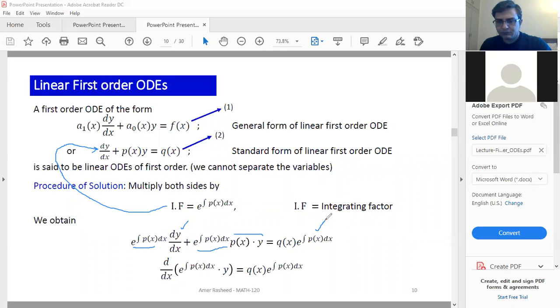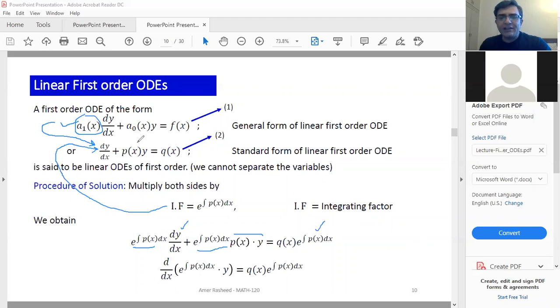There's a question in the chat window: what if there are more functions with p of x on the left hand side of the equation? There should not be more functions, because if we are given this kind of equation, we can always convert it into this form by dividing by this coefficient function throughout the differential equation. Then a naught over a1 is basically our p of x.